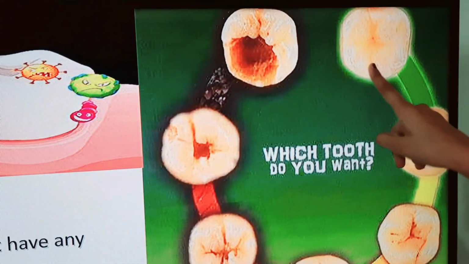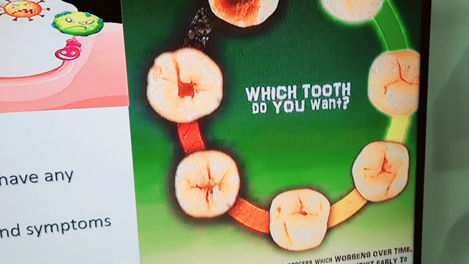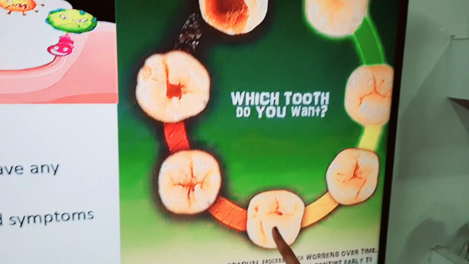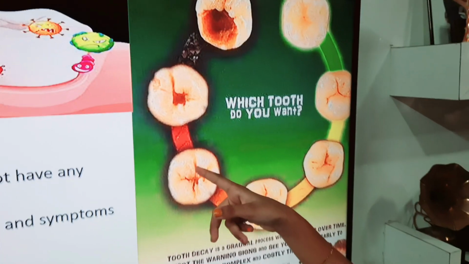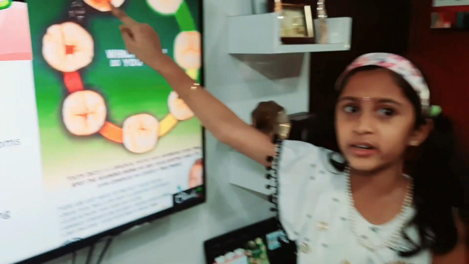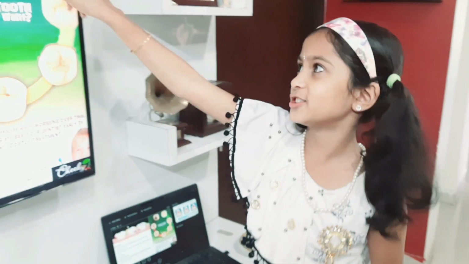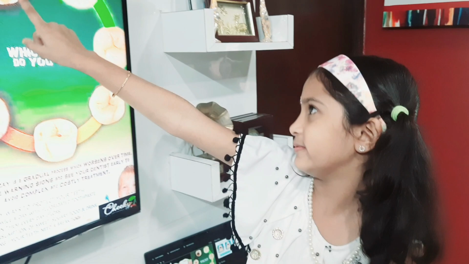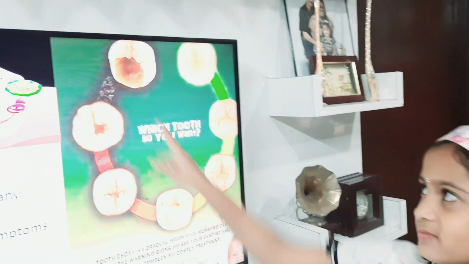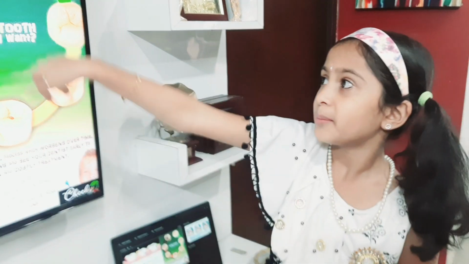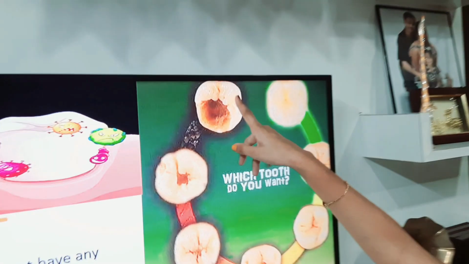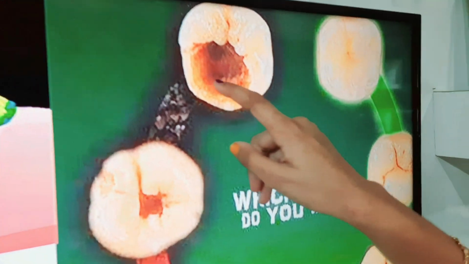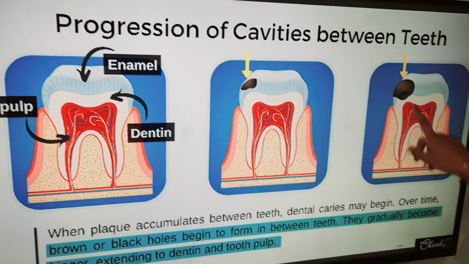Now, which tooth do you want? Beautiful? Kind of bad? A little more bad? Even more bad? Worse? Really worse? Or horrid? If you ask me, I would choose the first one. I wouldn't want my teeth to have a hole in them. Besides, that looks disgusting. But if you can see the layers, the enamel, the dentine, and kind of you can see the pulp. Alright?